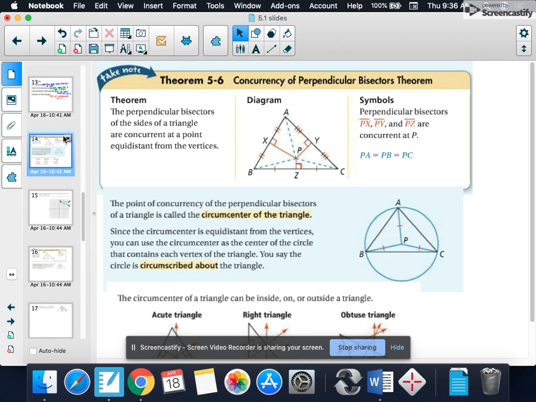And what that means is that PA is going to be equal to PB, which is also going to be equal to PC. The point of concurrency of the perpendicular bisectors is the circumcenter of the triangle we just went over. When you're talking about that, you say that the circle is circumscribed about the triangle.